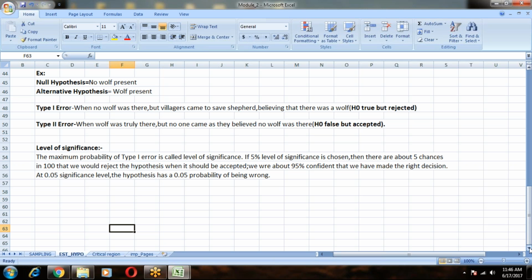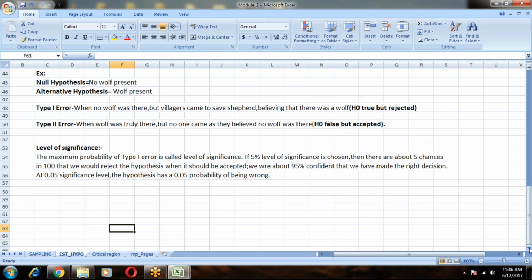Okay. First thing, whenever you are going to test anything, what should you have? One hypothesis, one null hypothesis. So here, my null hypothesis is no wolf present. So the opposite one, or the alternative hypothesis, would be what? Wolf present. Isn't it, guys? So null hypothesis is no wolf present. Alternative hypothesis is wolf present.